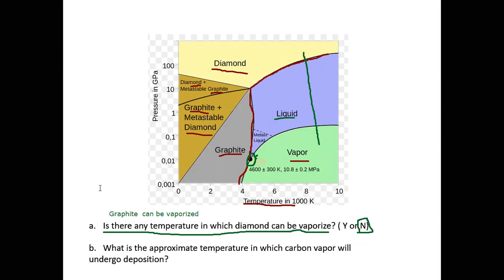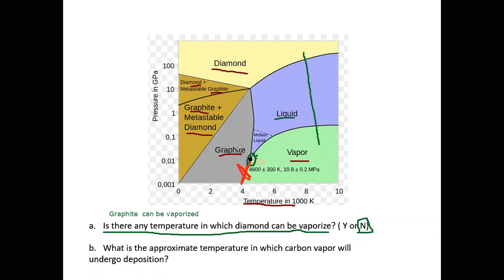And the reason graphite can be vaporized is if you look here, let me delete a few things. If you look here, graphite crosses or touches the vapor boundary. So graphite can be vaporized at a very low pressure and temperature because again, it touches the vapor boundary. So graphite can be vaporized, but diamond cannot.